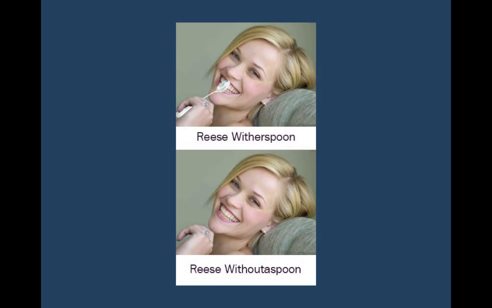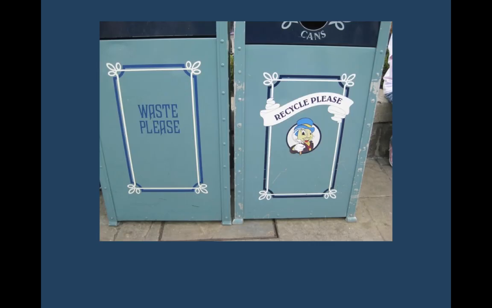And Reese with a spoon and Reese without a spoon. This is the other thing about not taking things at face value. Sometimes the creative way is to take them at extremely face value, meaning very, very literally. And so looking at words and combinations of words and phrases and noticing, at a very literal level, what are they actually saying to us? So another example of that might be this, a couple of garbage cans.